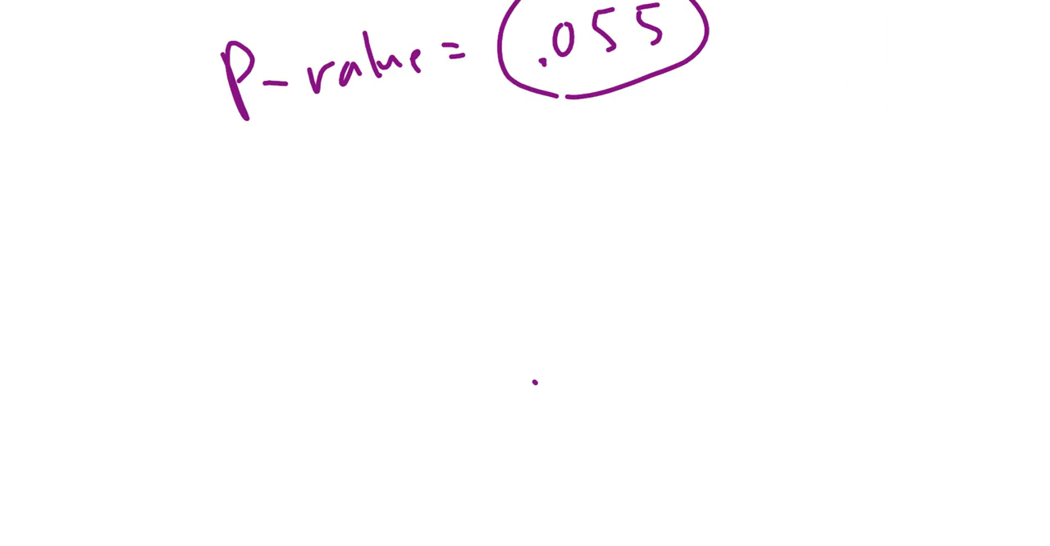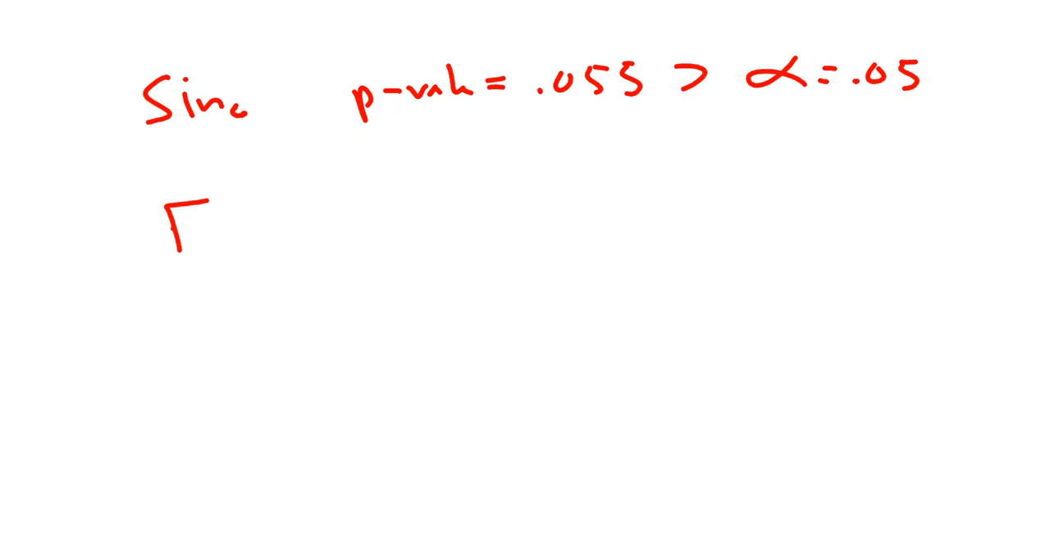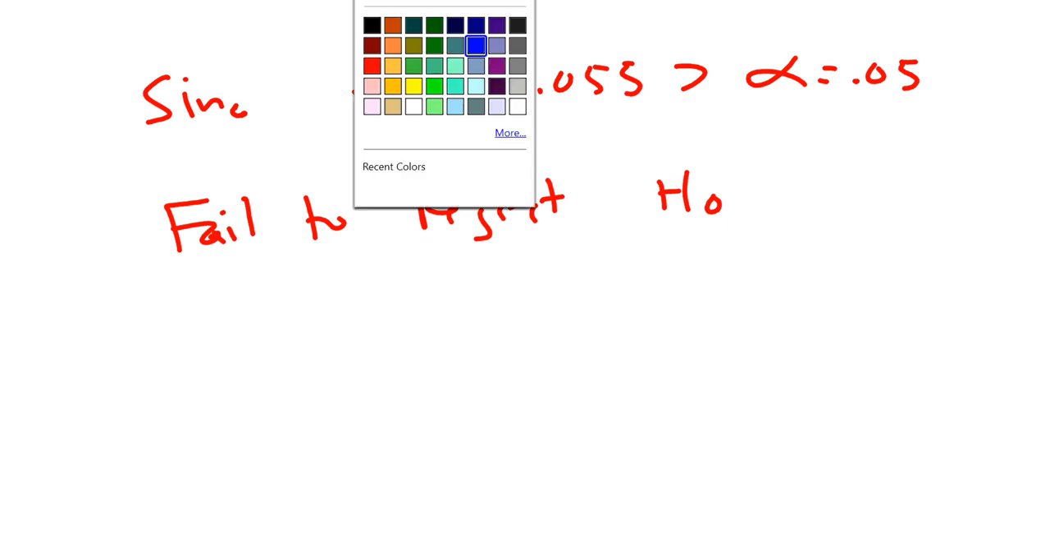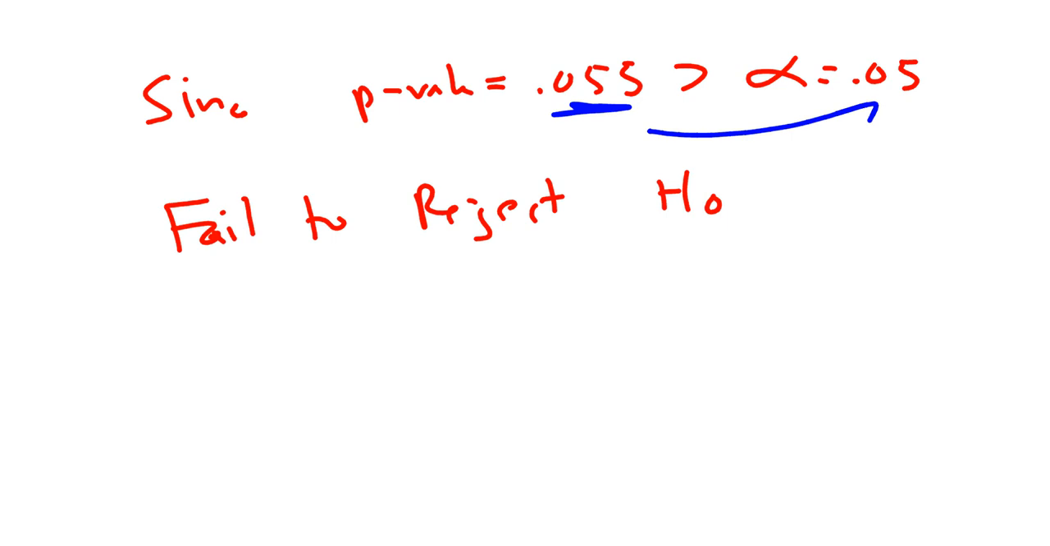So what we say here when we're all said and done, we say since our p-value, which was equal to 0.055, is greater than alpha equals 0.05, we fail to reject HO. We did not find enough evidence to say that instructor A is significantly better than instructor B. So we really needed this p-value of 0.055 to end up being less than 0.05. It didn't happen. It's really close though.